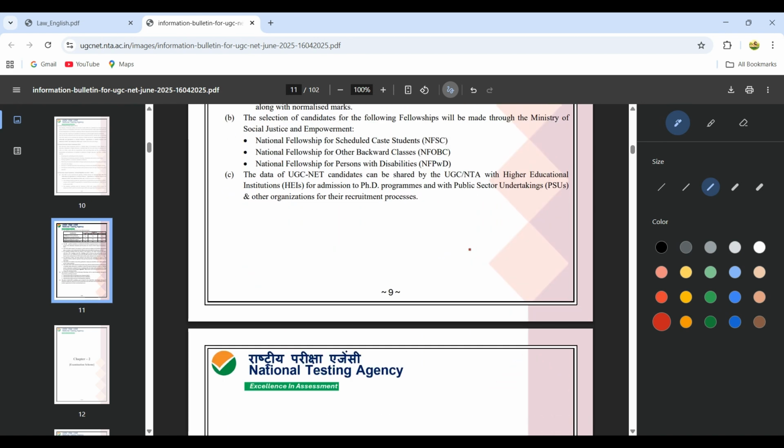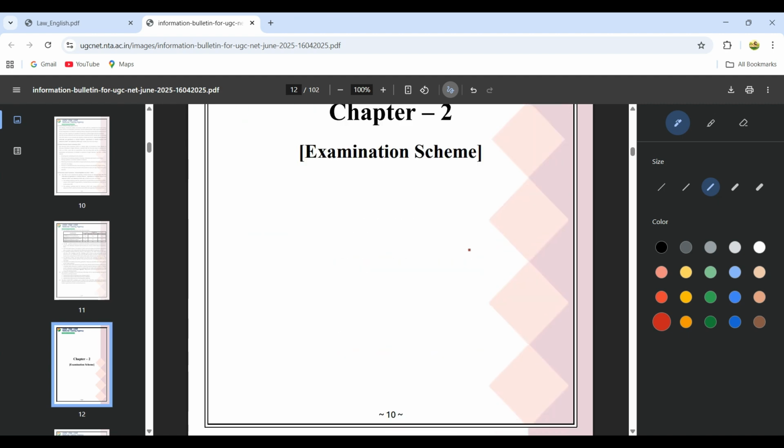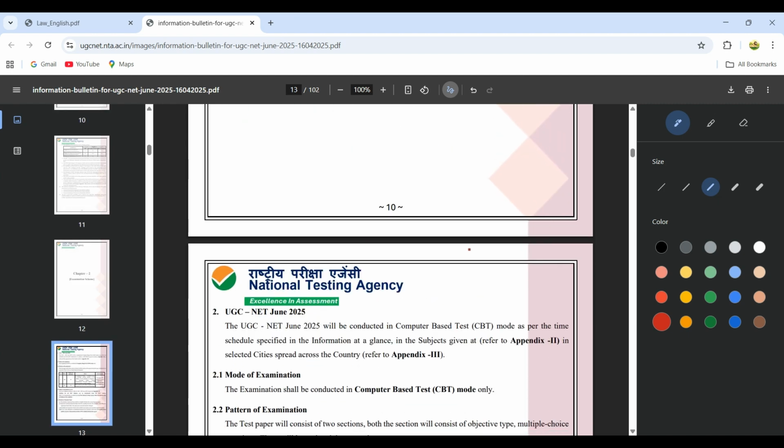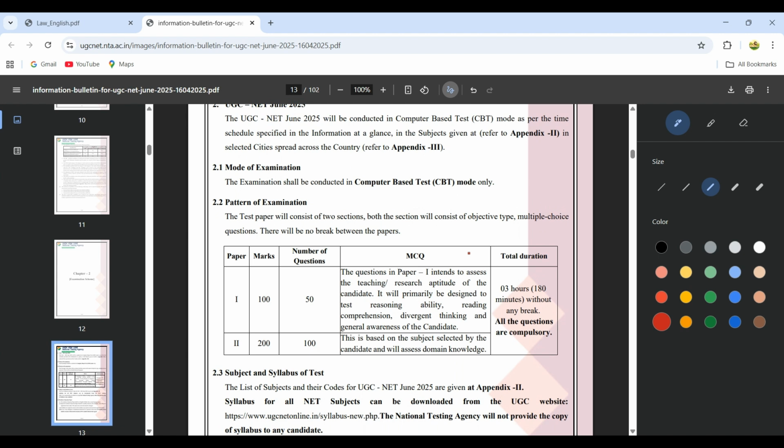Now let us understand the examination scheme of this particular UGC NET exam. Now the pattern of examination is that the test paper consists of two sections, paper 1 and paper 2. Paper 1 will have 50 questions and paper 2 will have 100 questions. So paper 1 is a general aptitude exam and paper 2 is subject specific exam.